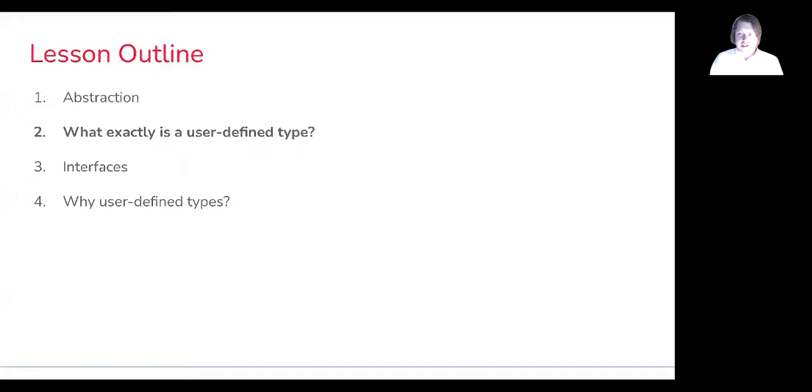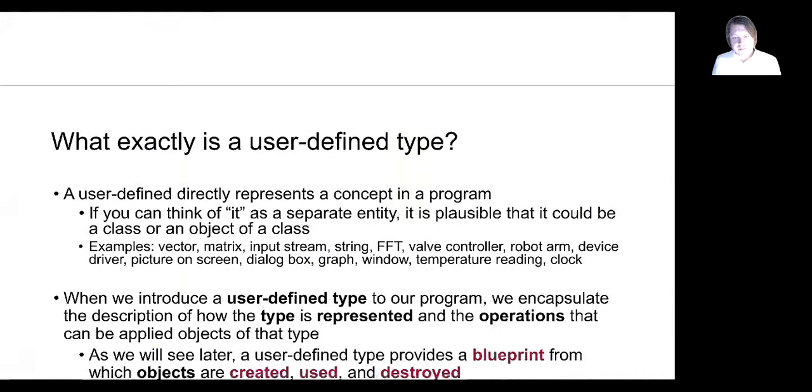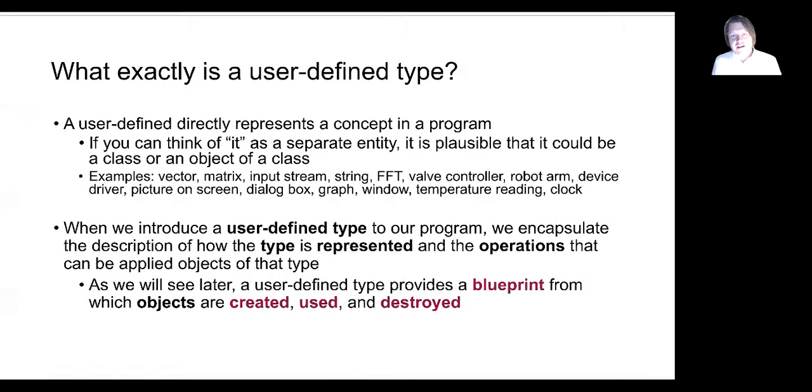So we'll continue our discussion on our language agnostic introduction to this idea of user-defined types by now clarifying what a user-defined type actually is. So to begin this discussion, what exactly is a user-defined type? Well, a user-defined type is going to represent some sort of concept in a program. If you can think of it as some sort of entity within your application, it's plausible that it could be a class or an object of a class.